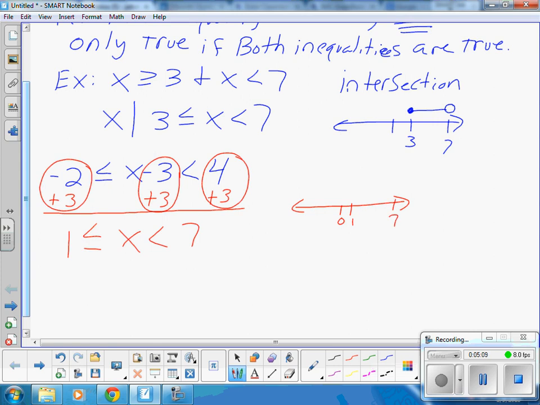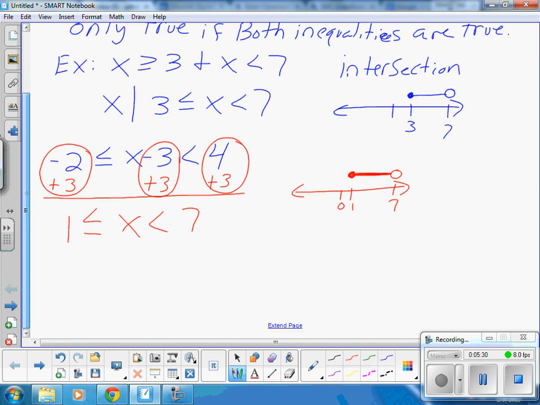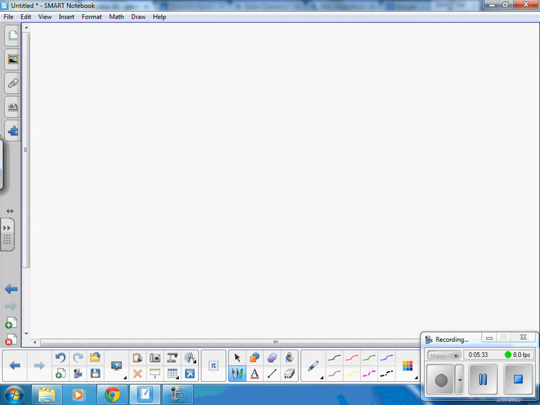x is greater than or equal to 1, so that's a filled in circle. x is less than 7, that's an open circle. Again, less than 7 and greater than or equal to 1. So my graph is the intersection of the two. Let's look at another problem.